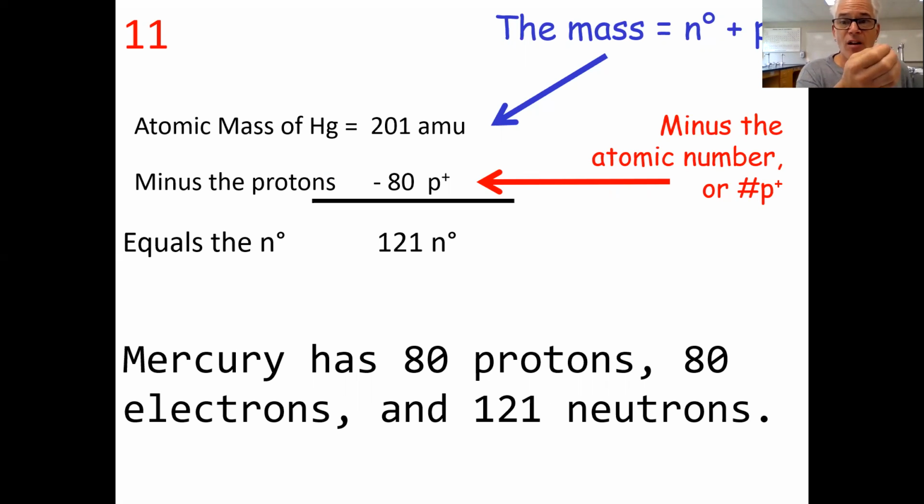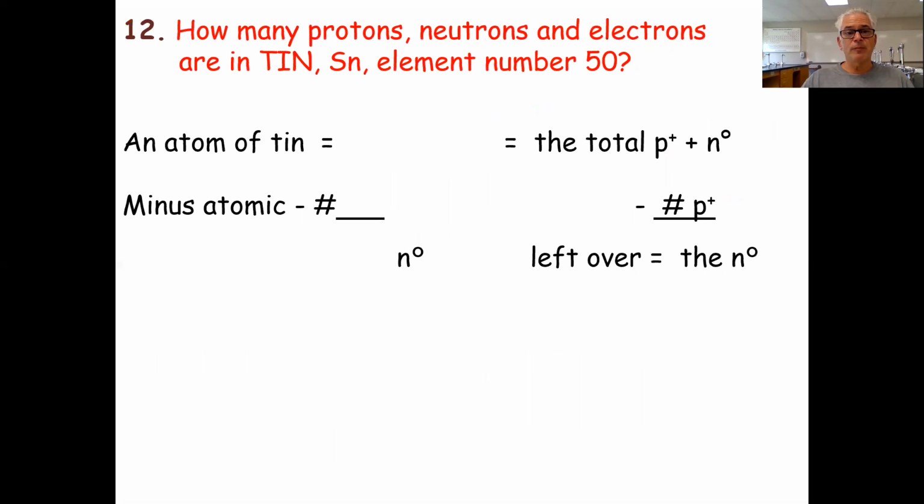And I take 80 protons away, and that's a number on the periodic table. The missing number, 201 minus 80, is the number of neutrons. I could do that for every single atom on the periodic table. So once you learn how to do this, pick yourself a favorite element, and then memorize three numbers: the mass, the number of protons, and the number of neutrons. Then you can use what you remember for your favorite atom to do all the other atoms.